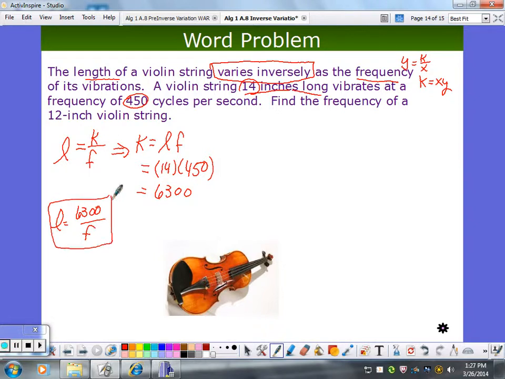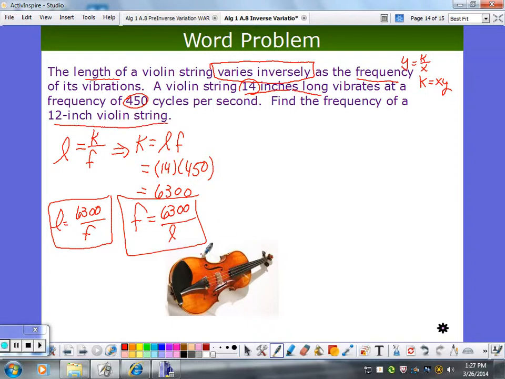I've got an equation. Now I can automatically get another equation. What's an equivalent equation? Frequency equals 6,300 over L. So I really have two. I don't care what they give me next. They're going to either give me a frequency or a length. I'm ready. So find the frequency of a 12-inch violin string.